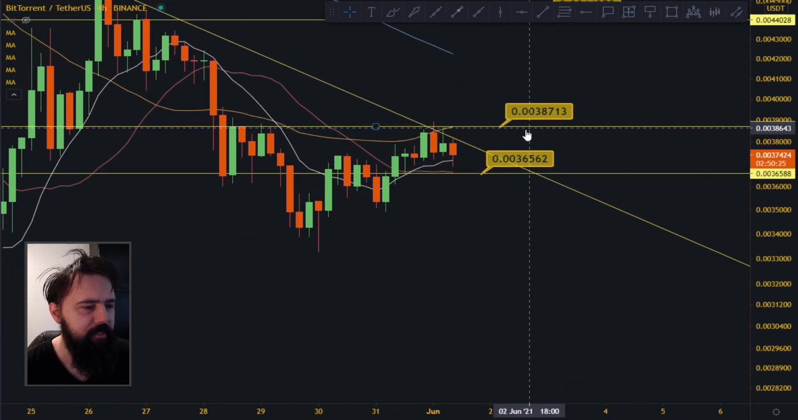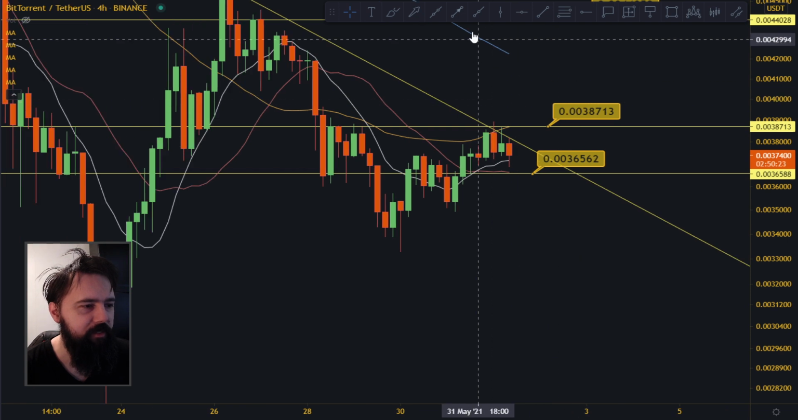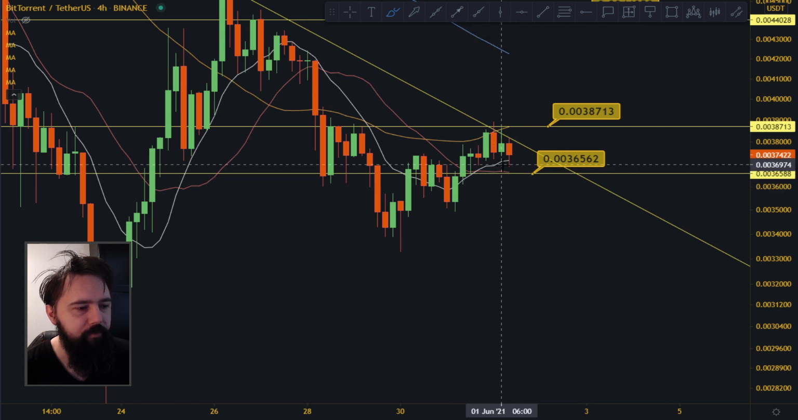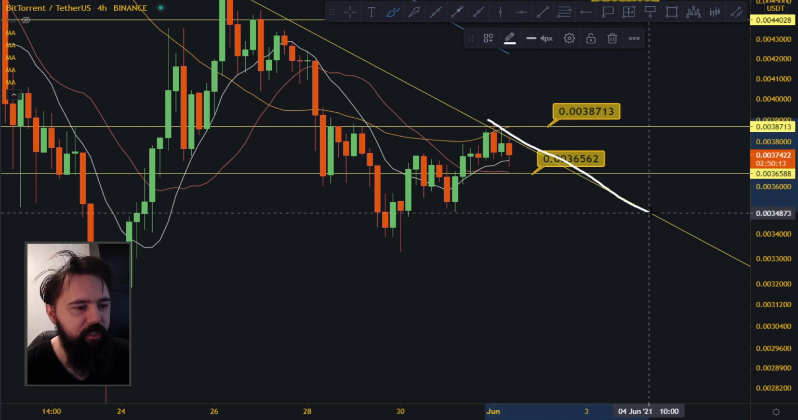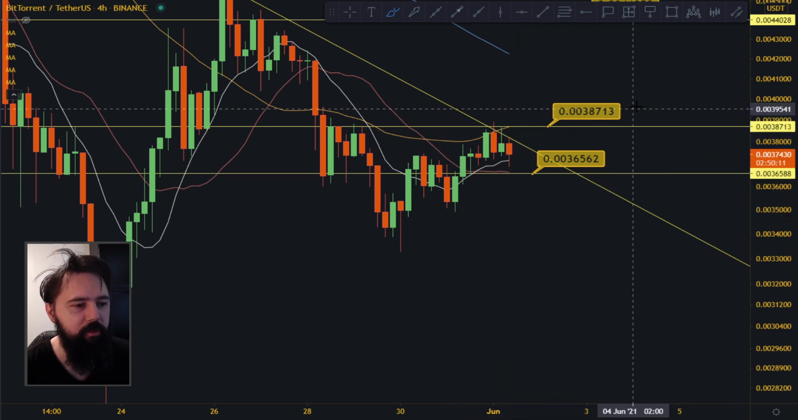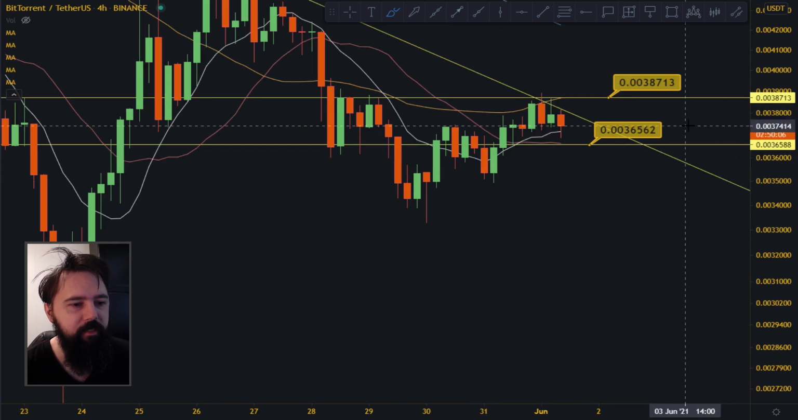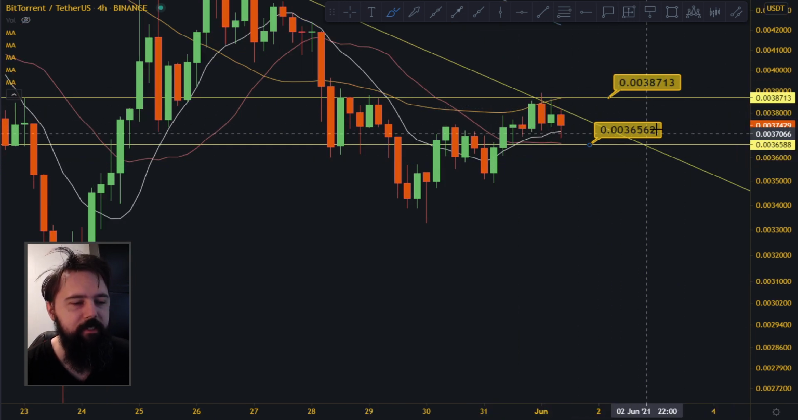That's 36 and 38, because if you are above 38, you get above the trend line, you get above the 50 moving average, and if you go below the 20 moving average, you know you are below all the moving averages, you are still below the trend line, so you don't want to go below this level, and you want to get above this level.